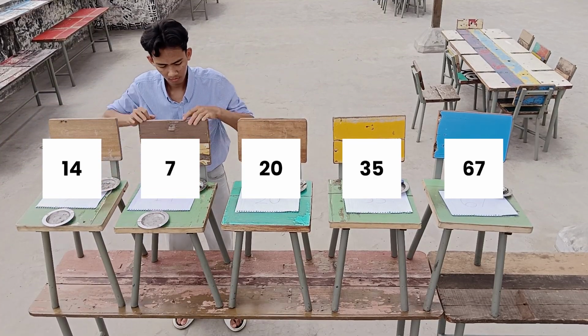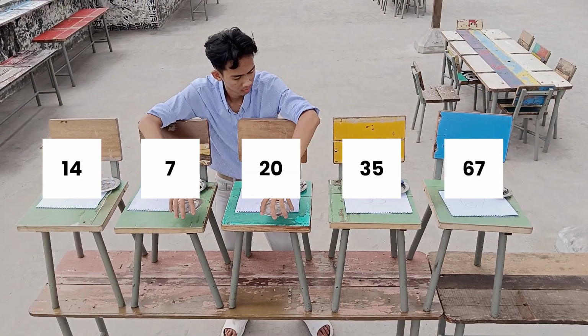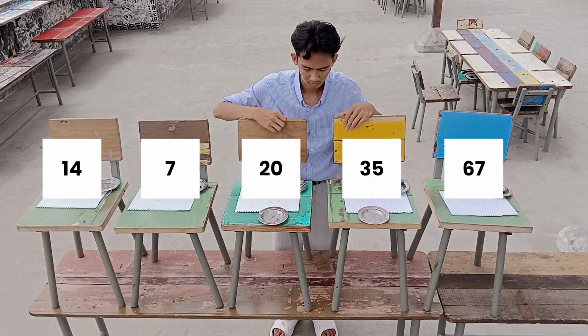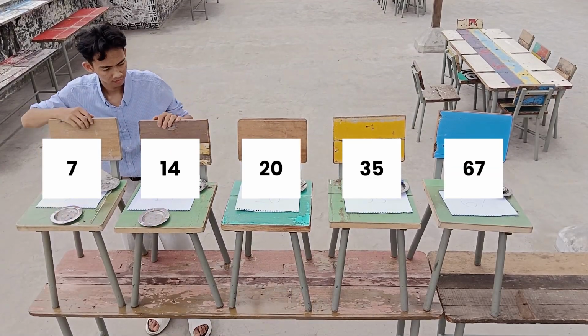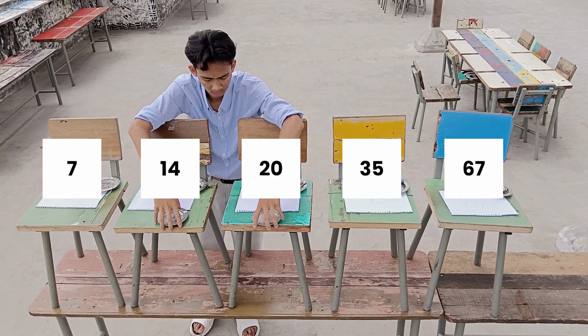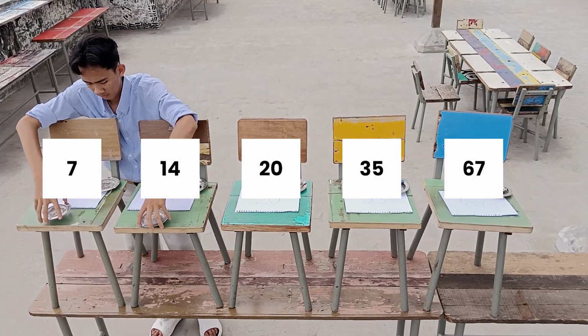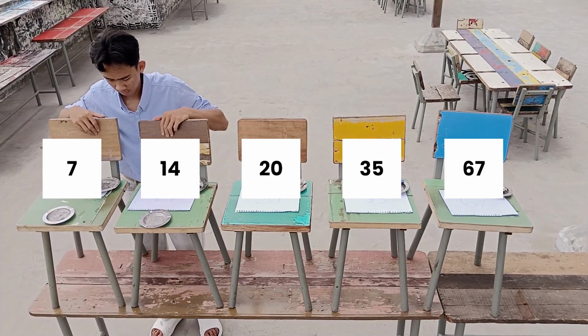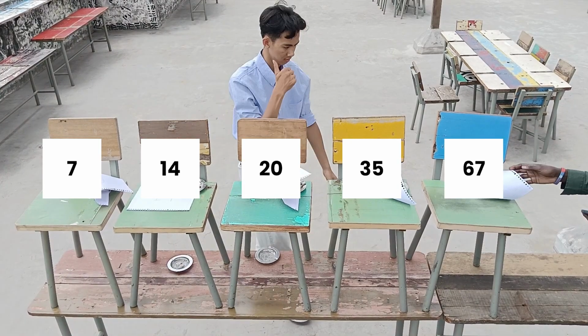And for the final pass, we compare 14 and 7. They are out of order, so we swap them to get 7, then 14. Then compare 14 and 20. Since they are already in the correct sequence, we can see the list is now sorted: 7, 14, 20, 35, and the last is 67. The bubbles have all settled and our data is perfectly arranged. And that is the bubble sort process. Simple, efficient for small datasets, and easy to visualize.